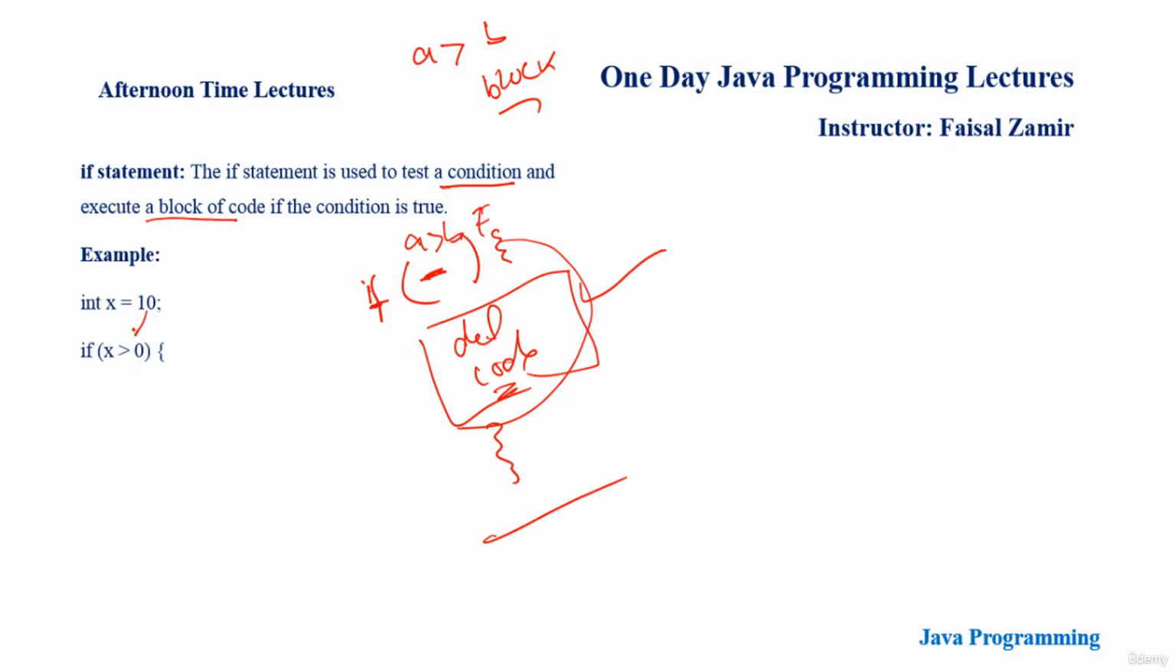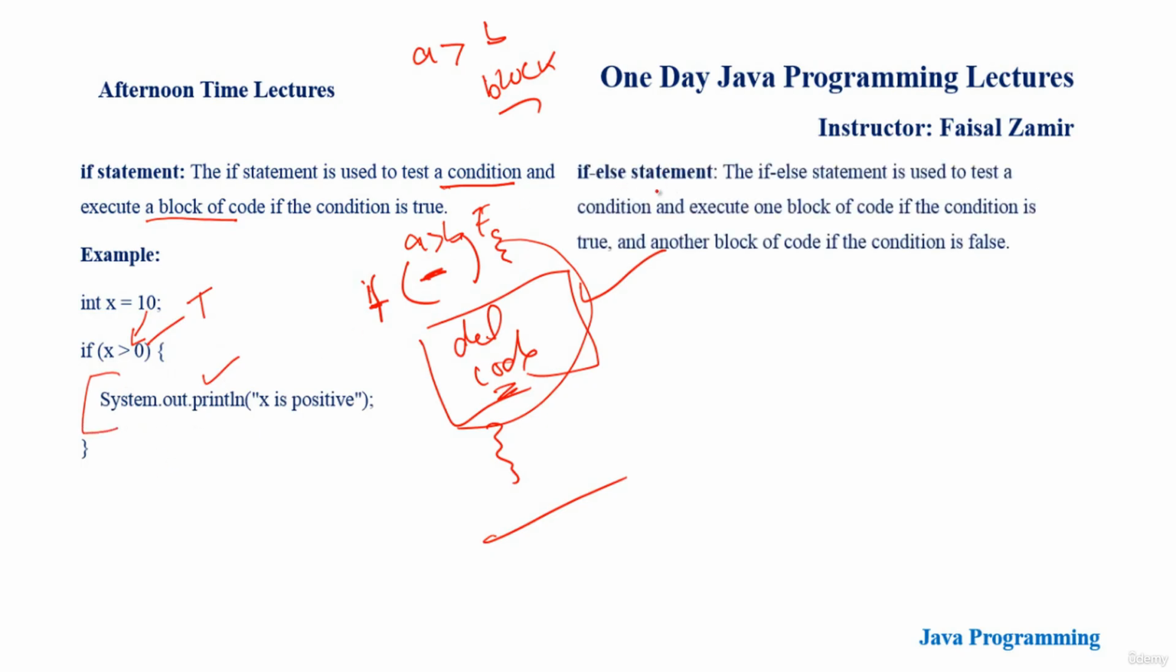In this case, you can see that the condition is true. Inside this body, this statement will be executed because x is greater than 0, since the x value is 10, and this line will be shown to the user.